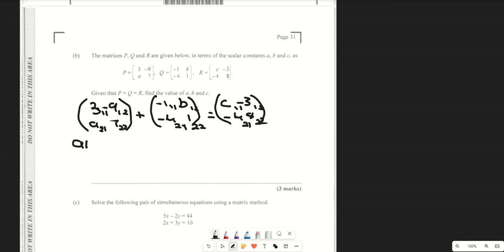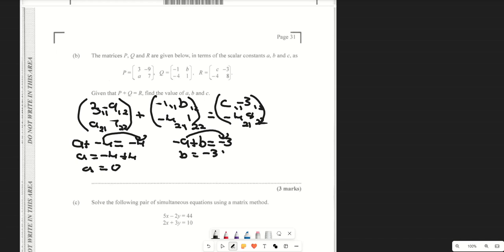So it will be A plus negative 4 is equal to negative 4. If I had to make A the subject, I carry across this minus 4. The opposite of minus 4 is plus 4. So we know A is equal to 0, right? I want to find B, which is position 1, 2. So that would be negative 9 plus B is equal to negative 3. Carry across the minus 9. So B would be equal to minus 3 plus 9, right? And that is B equal to 6.